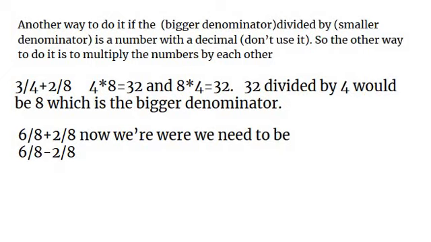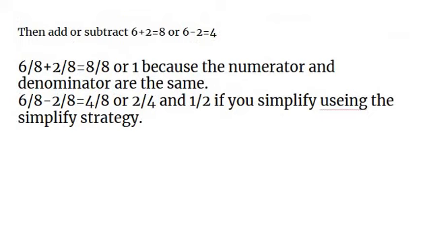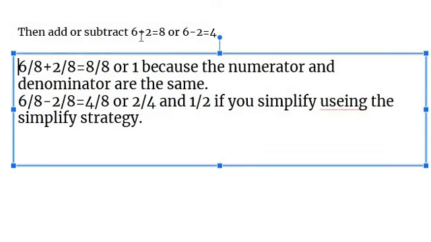So 6/8 plus 2/8. Now we're where we need to be with these two, where the denominators are the same. Then you add or subtract: 6 plus 2 equals 8, or 6 minus 2 equals 4. So it would be numerator plus numerator and denominator plus denominator.